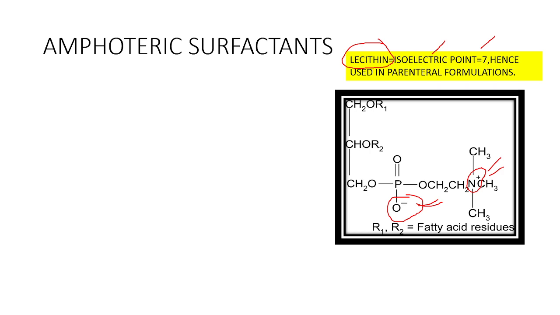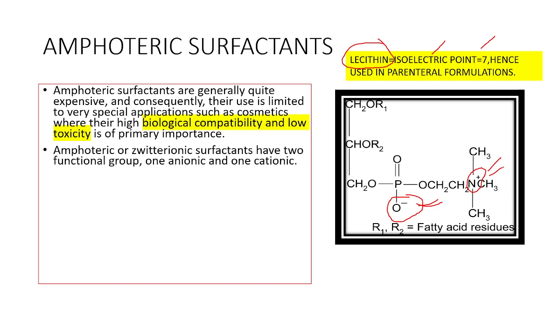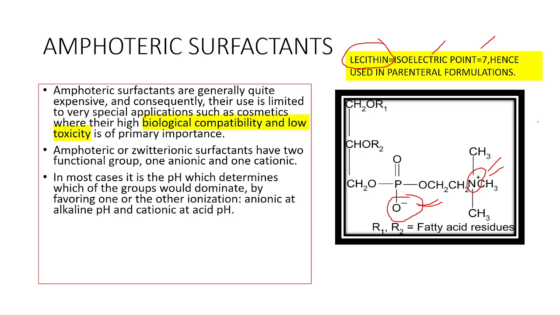Isoelectric point is the pH at which there is an exhibition of both positive and negative charge. We call it the isoelectric point. See, lecithin has its isoelectric point at pH 7. Hence, this lecithin can be used in parenteral formulations. Lecithin can be used as a surfactant in parenteral formulations because it has its isoelectric point at pH 7, because pH 7 is neutral in nature.